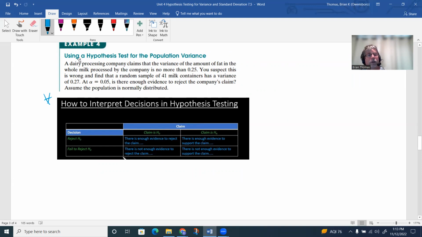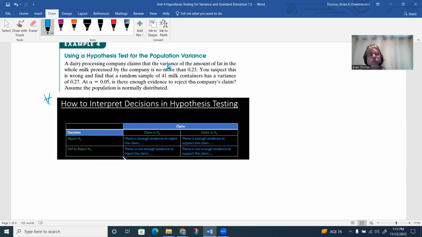The first example here, again, is going to be using a hypothesis test for a population variance. A dairy processing company claims that the variance of the amount of fat in whole milk processed by the company is no more than 0.25. No more means it can be 0.25, but it has to be less than that as well. So that's a less than or equal to symbol.